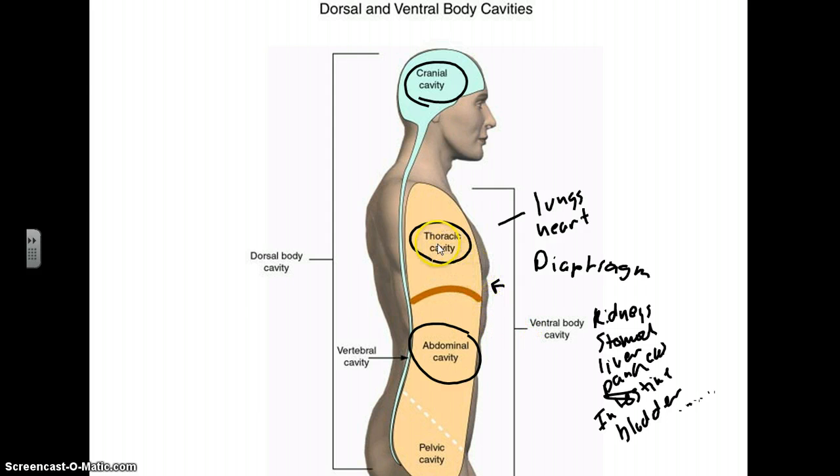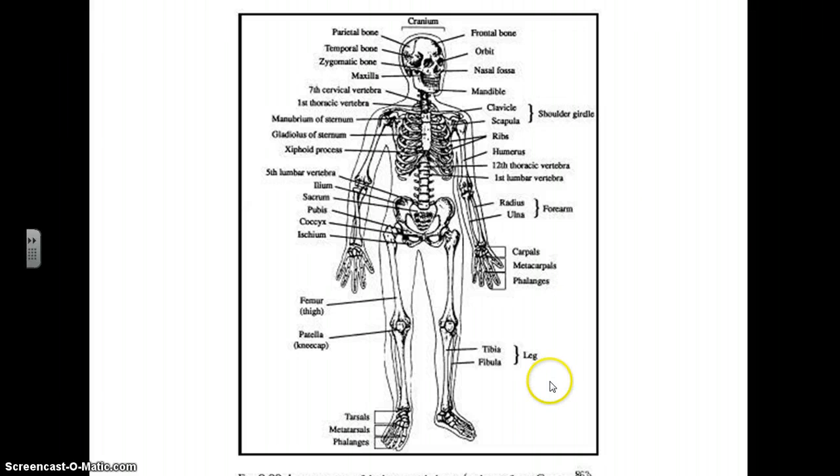Now, these cavities are open spaces, but they're full of stuff, as you can imagine. It's not just these big open spaces inside of you, except for maybe your lungs. All right. The bones. We're going to be remembering some of the bones, the ones that are in your book, which is a subset of these. You don't have to know all of these, but we're going to have to know some of these. We'll go through them in class and label the ones we need to know.